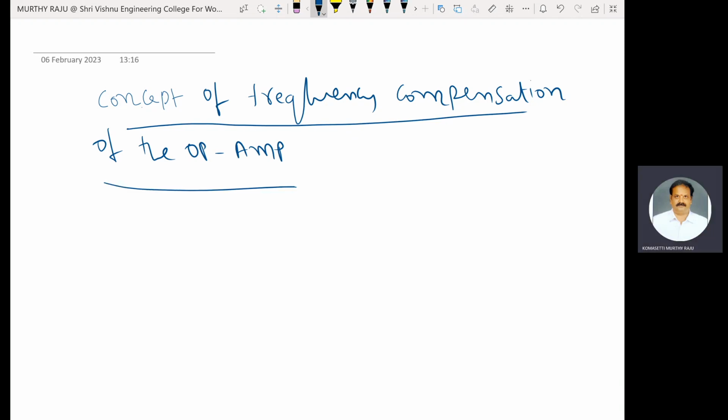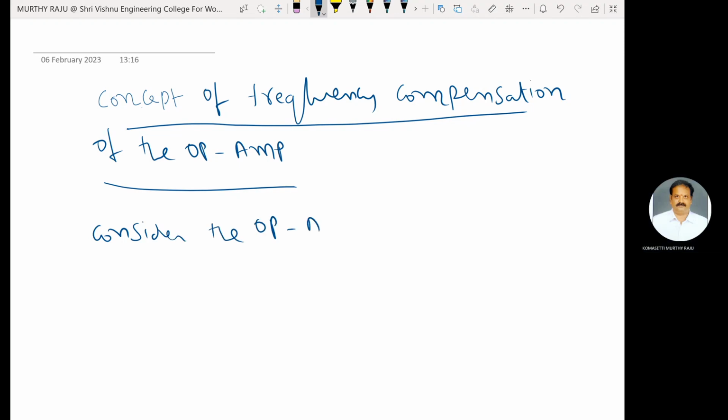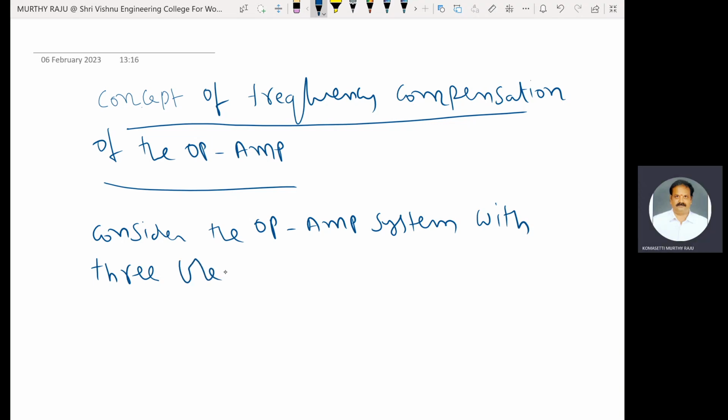Consider the Opamp system with 3 break or corner frequencies.